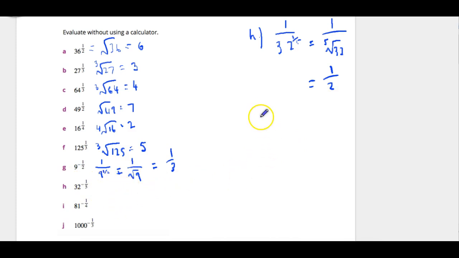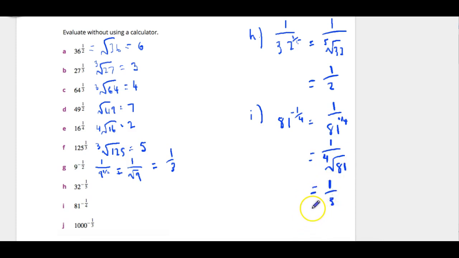Okay, 81. So we're doing question I now. 81 to the negative quarter. So that's 1 over 81 to the power of a quarter. So the 4th root of 81. The 4th root of 81 is 3, so 3 times 3 times 3 times 3 gives you 81.